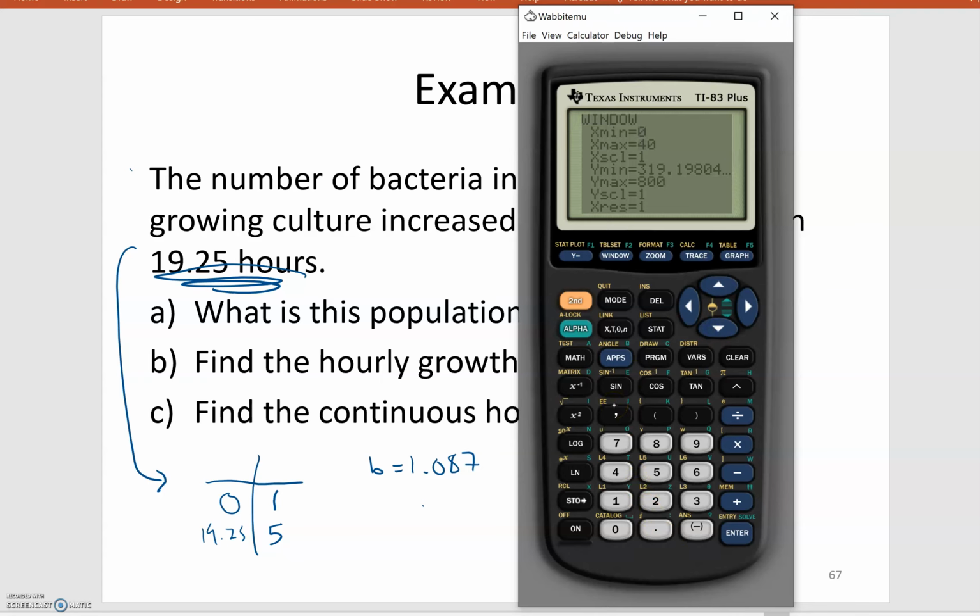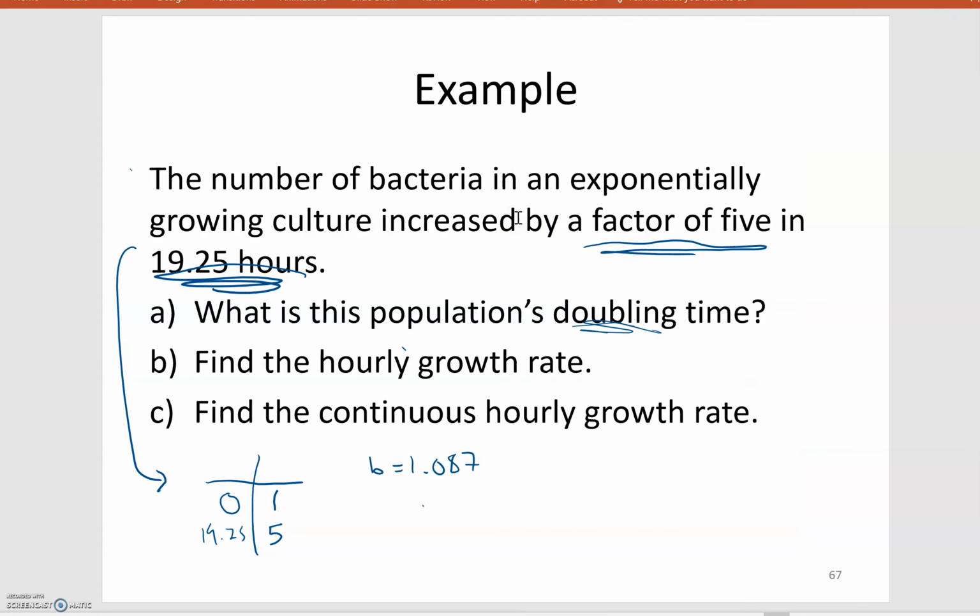And also I can kind of guesstimate this. If it quintuples in 19.25 hours, then definitely the doubling time is less than 20. So I'm pretty safe doing that. And let's do zoom fit. Okay. And our doubling time is 8.29 hours.